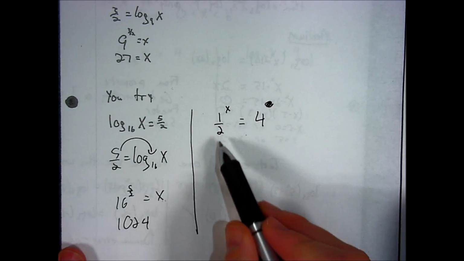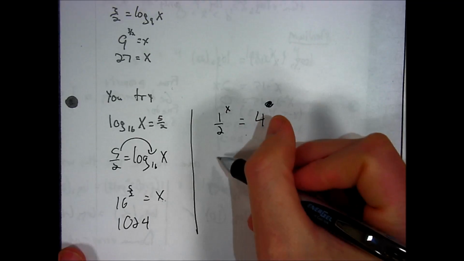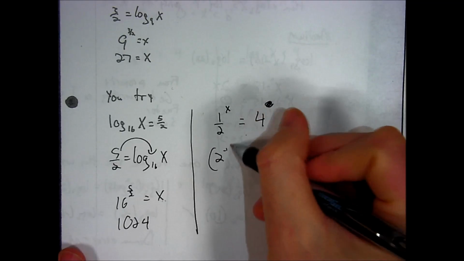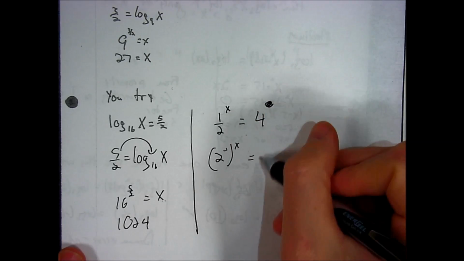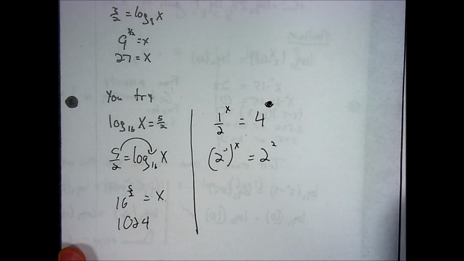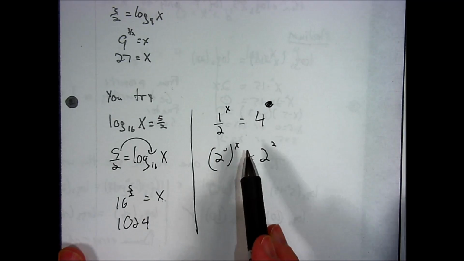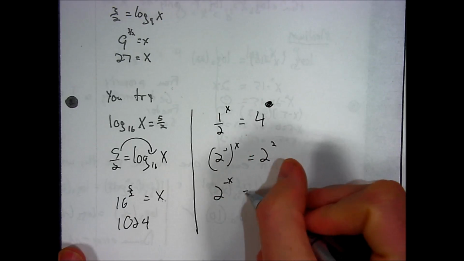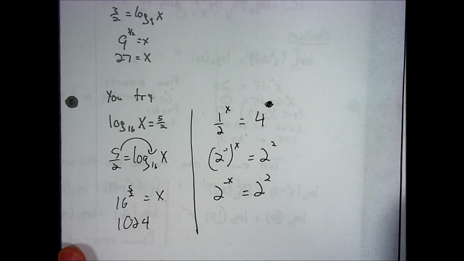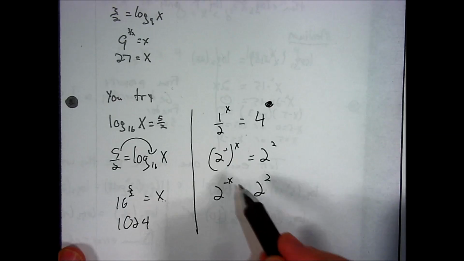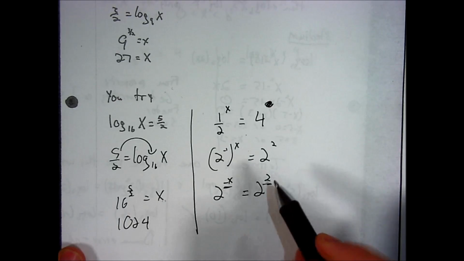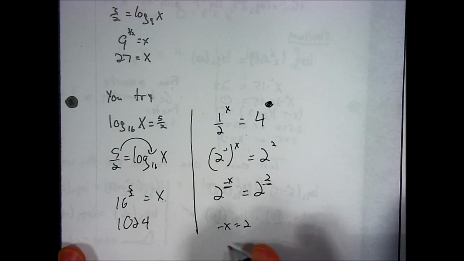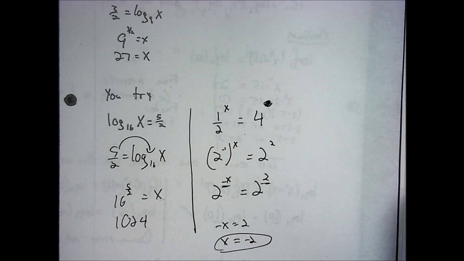I want to rewrite everything as a 2. This is 2 to the negative first to the x, and 4 can be rewritten as 2 squared. When I have exponent, parenthesis exponent over here, we get to multiply. This is 2 to the negative x equals 2 squared. The only time this is going to be true is if negative x equals 2, or if positive x equals negative 2. You've done those before, so don't get tripped up when you see them.